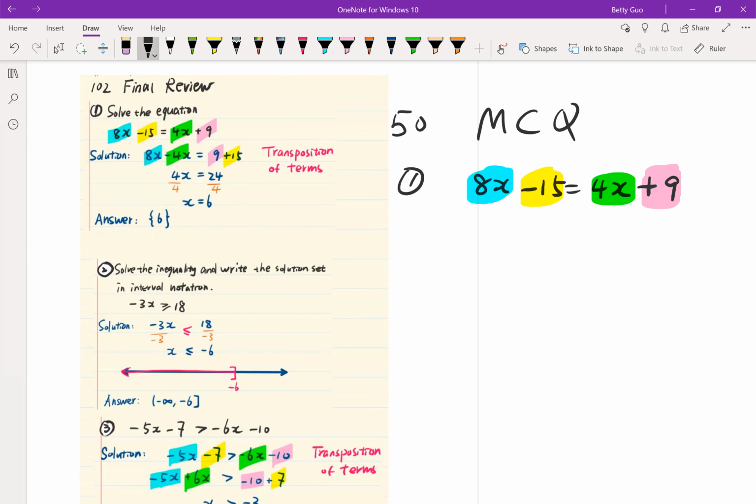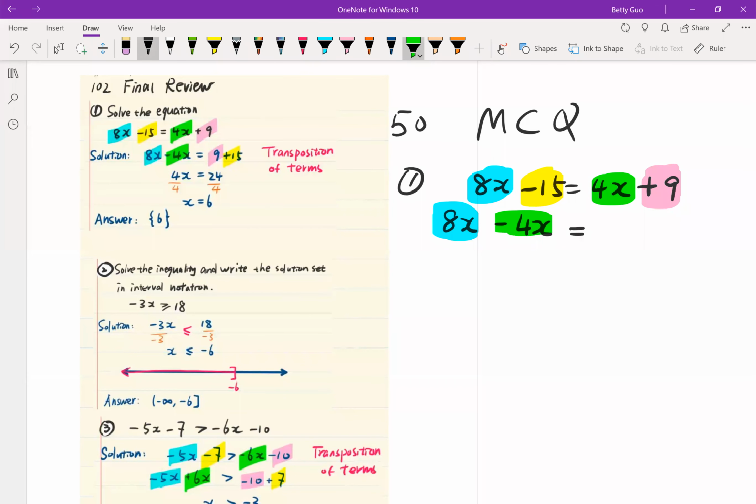Obviously, the blue and the green are like terms, right? We want to collect them on the left. So we copy 8x and move 4x over. The green term, we move it over. Remember, when you move a term from one side to the other side, you change the sign.